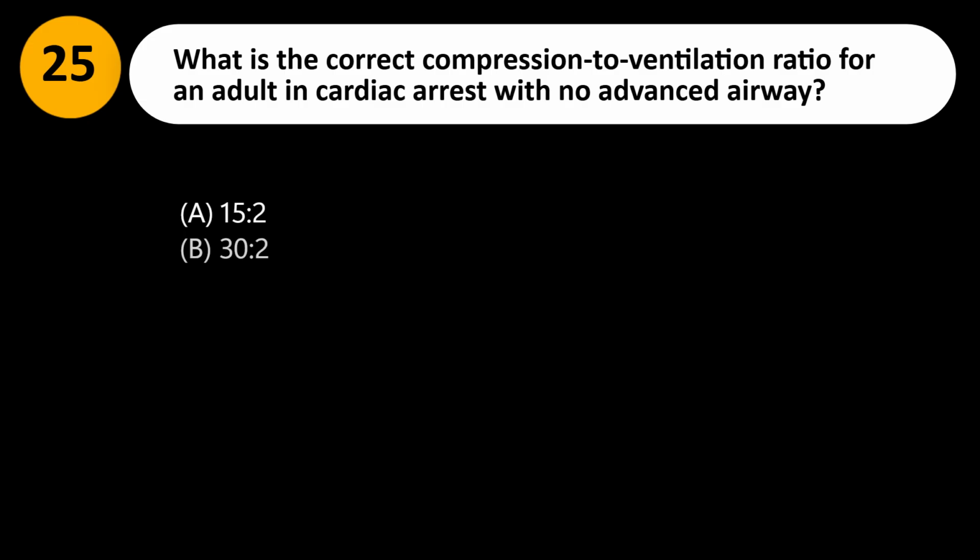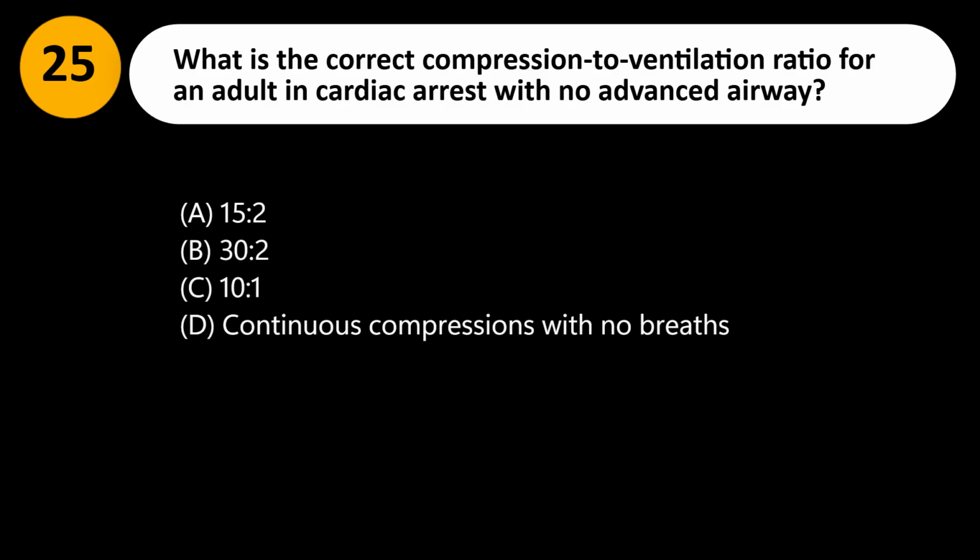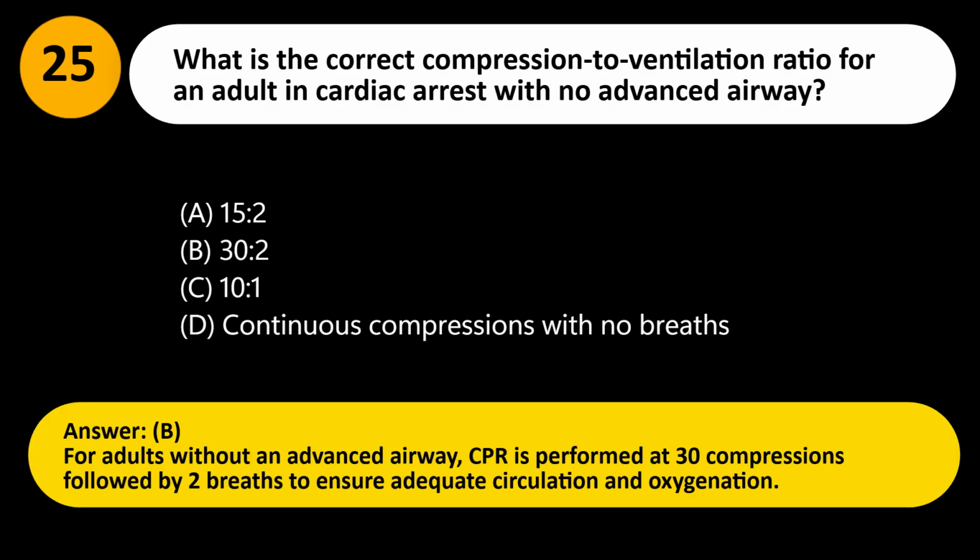What is the correct compression to ventilation ratio for an adult in cardiac arrest with no advanced airway? A. 15:2. B. 30:2. C. 10:1. D. Continuous compressions with no breaths. Answer, B. For adults without an advanced airway, CPR is performed at 30 compressions followed by 2 breaths to ensure adequate circulation and oxygenation.